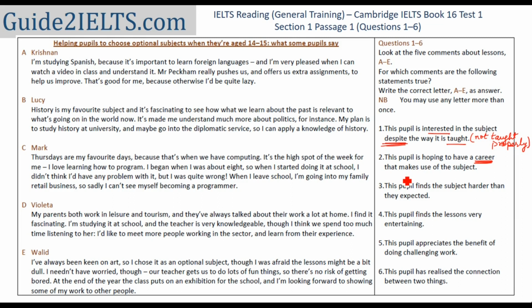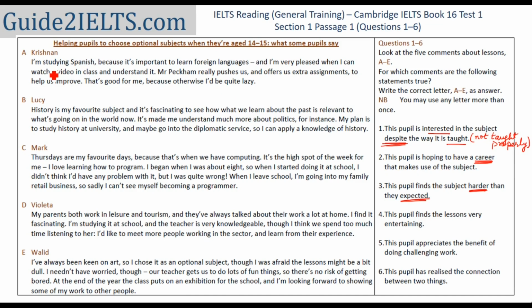Third statement now: this pupil finds the subject harder than they expected. So I'll be on the lookout for mention of a subject being difficult or hard. Wherever I find this information, I'll see if the student mentions that they had not expected the subject to be that hard. Just having read these three, keeping this key information in mind, I'll start scanning the passage.